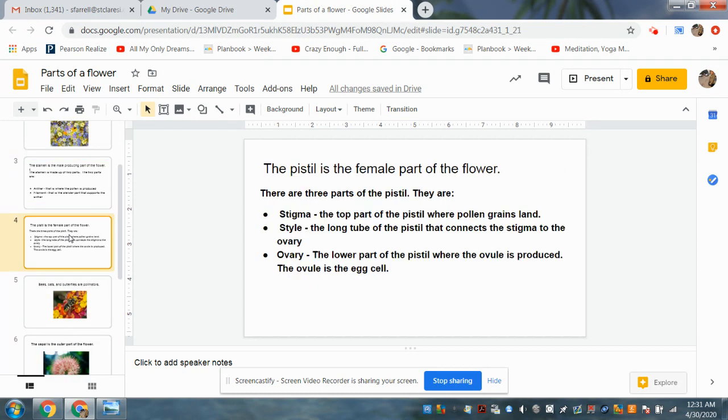The pistil is the female producing part of the flower. There are three parts of the pistil. They are stigma, the top part of the pistil where pollen grains land, style, the long tube of the pistil that connects the stigma to the ovary, the lower part of the pistil where the ovule is produced. The ovule is the egg cell.